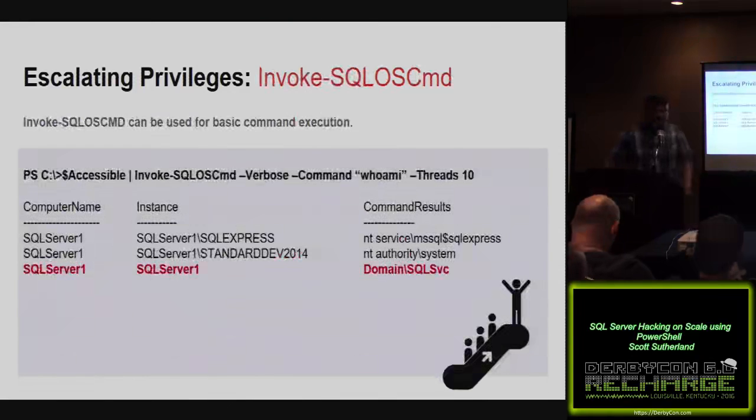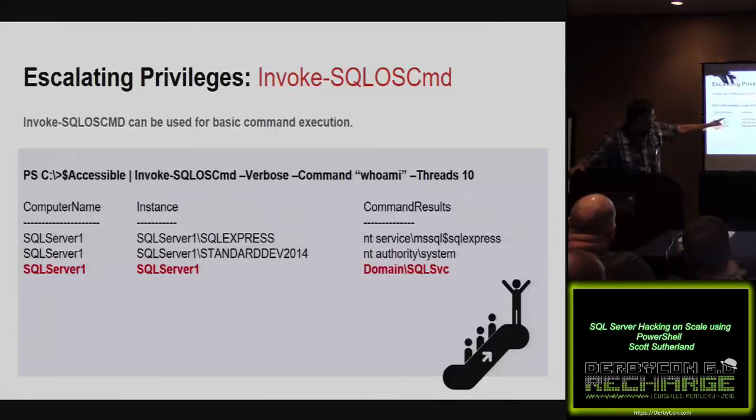To take advantage of that, I wrote this additional function that can execute OS commands. So here we have our accessible list, which is that list of servers I know I can log into. And if I have sysadmin on them, when I run this, it's actually going to run whatever command I want in the context of the service account. And you can do that at scale. It's threaded and all that stuff.